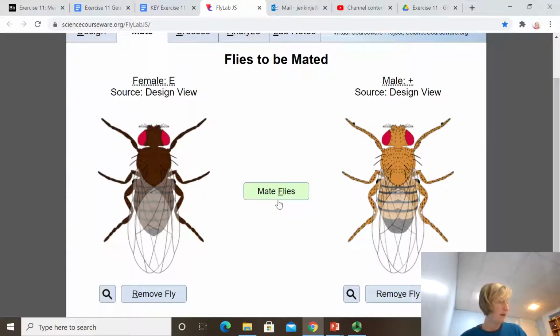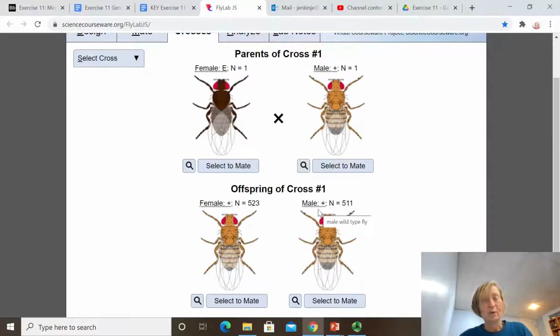So now I've got my mating pair for cross 1. And I'm going to carry out cross 1 and look at the results, mate the flies. Now, initially, in these experiments, they report the flies with their sex as well. So here we've got the offspring of cross 1. I've got wild type females and wild type males. In other words, all the offspring are wild type.